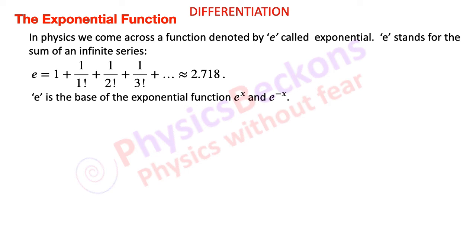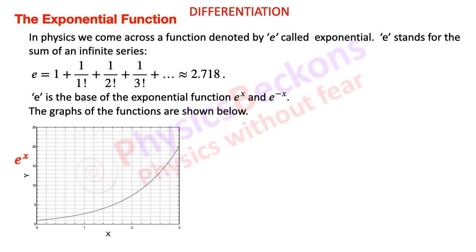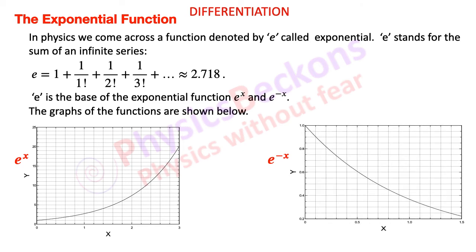So E is the base of the exponential function. It may be e to the power x or e to the power minus x. That is, the power may be positive or negative. The graphs of the function are as shown. This is the graph of e raised to the power x. Likewise, this is the graph of e raised to the power minus x.